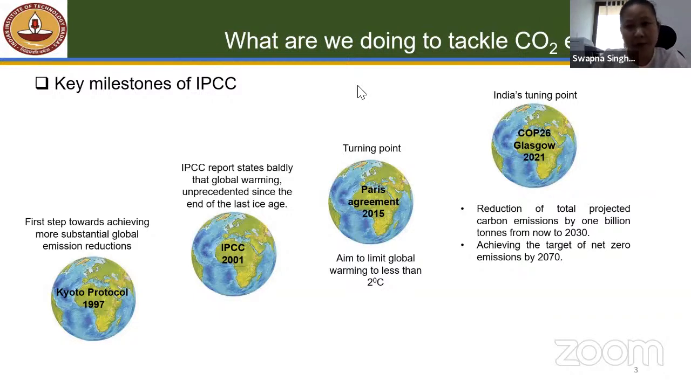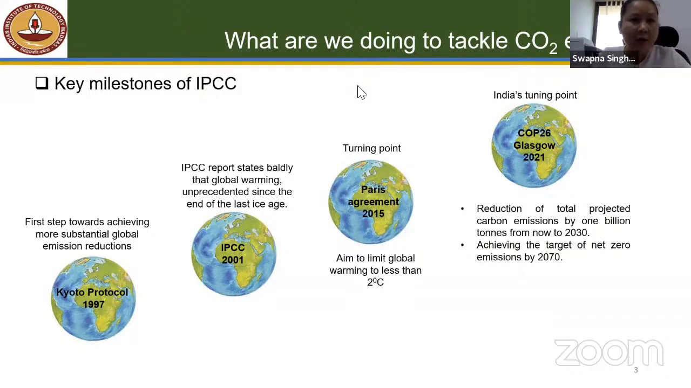For India, the turning point recently happened at COP26 in Glasgow, where the climate conference happened, and India pledged to reduce the total projected CO2 emission by 1 billion tons from now to 2030. So it was a promise to reduce CO2 by 1 billion tons. As a result, a lot of initiatives have been taken on renewables, and also to achieve the target of net zero emission by 2070. So this is the turning point for India and what's happening now.